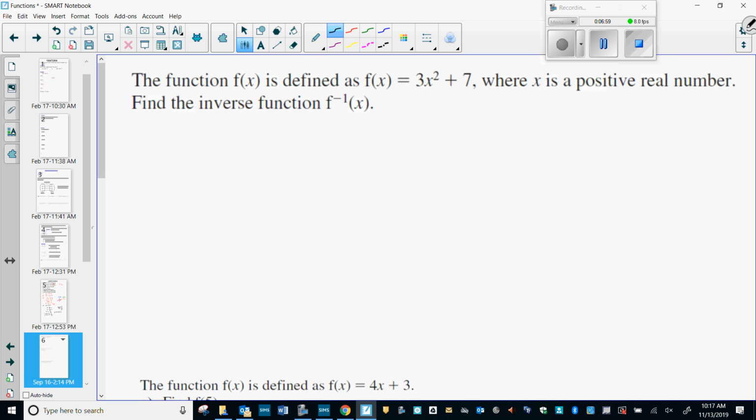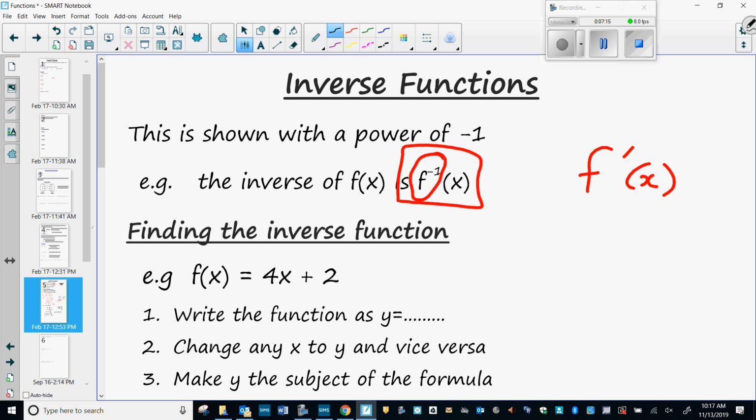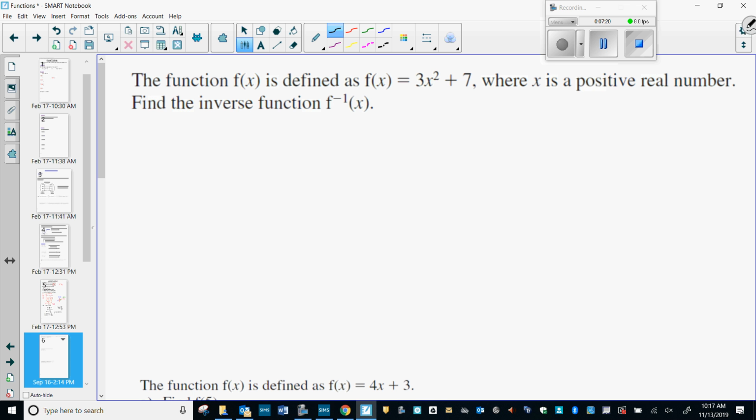Okay, the function f(x) is defined as blah blah, where x is a positive real number. Find the inverse function. Oh, yes, Hannah, sorry. How do you know that the question is inverse? Because it doesn't say the minus. It says find the inverse function. It just says at the top in bold. Normally it would be clear. For example, these things here, it says find the inverse function. Or if it says just find f⁻¹, if you see a minus 1 anywhere, you're going to have to find the inverse function.